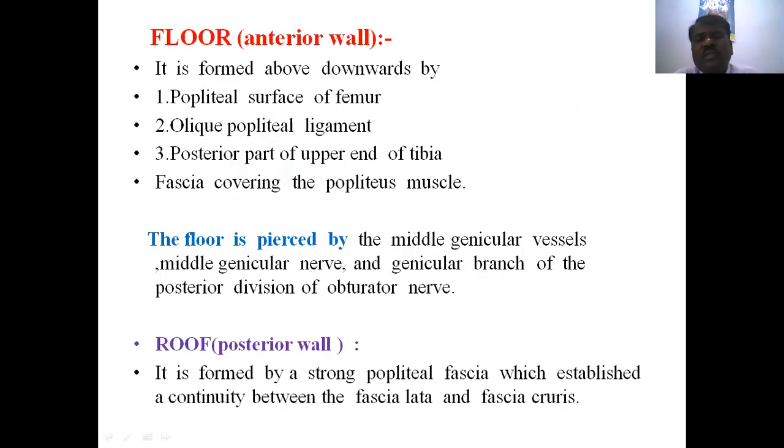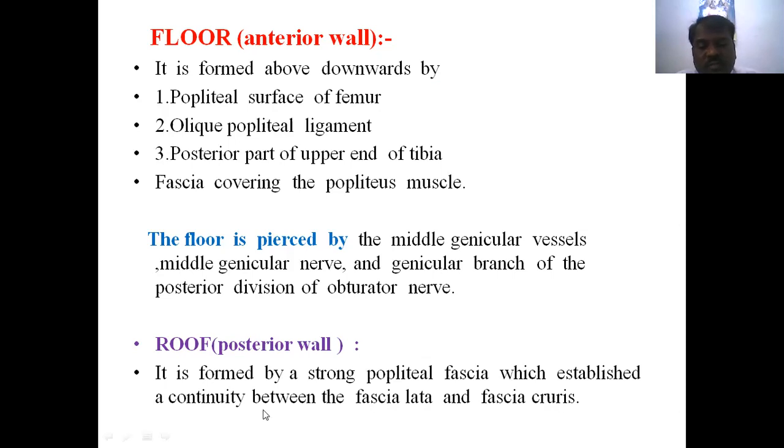So, what forms the floor of the popliteal fossa? Mainly, from the anterior wall, it is bounded by the popliteal surface of the femur. So below, we can identify the floor region, that is the popliteal surface of the femur. Next is the oblique popliteal ligament, the posterior part of the upper end of the tibia, and the fascia covering the popliteus muscle. These structures form the floor of the popliteal fossa. This floor is pierced by the middle geniculate vessels and middle geniculate nerve and its branches, and also the posterior division of the obturator nerve.